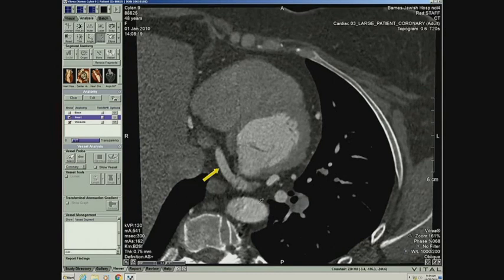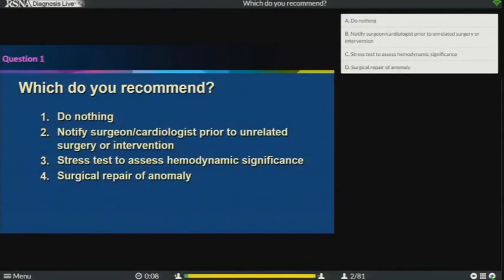Can you put the ARS questions up again? All right, same options. What's the best answer here? And can we see the answers, please?